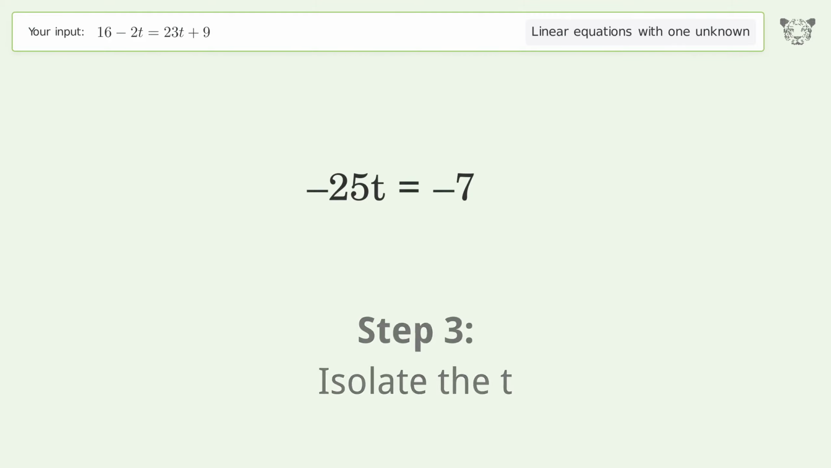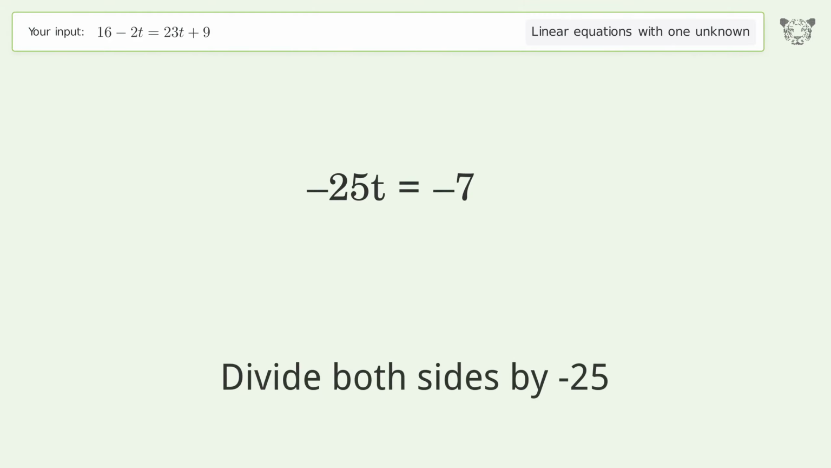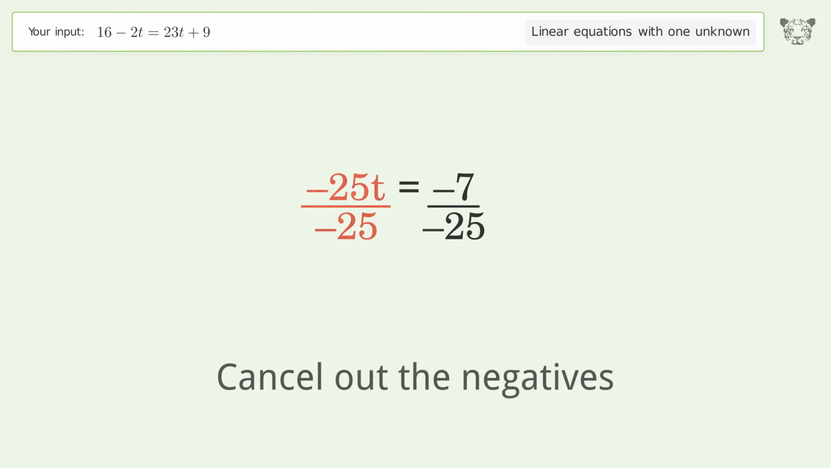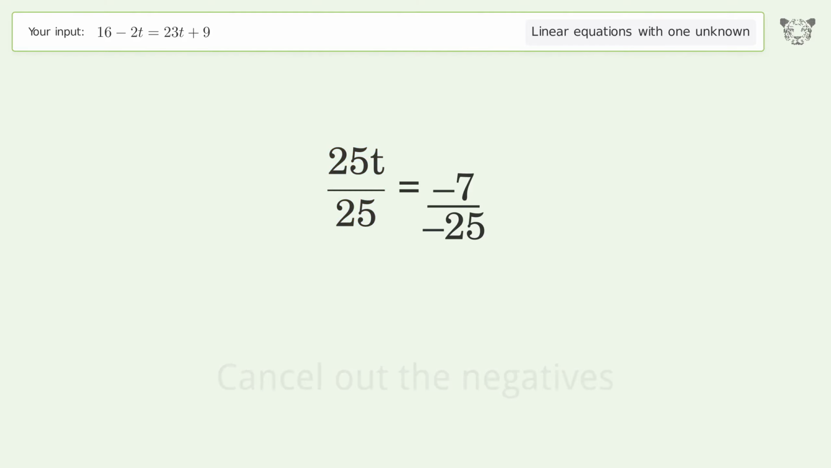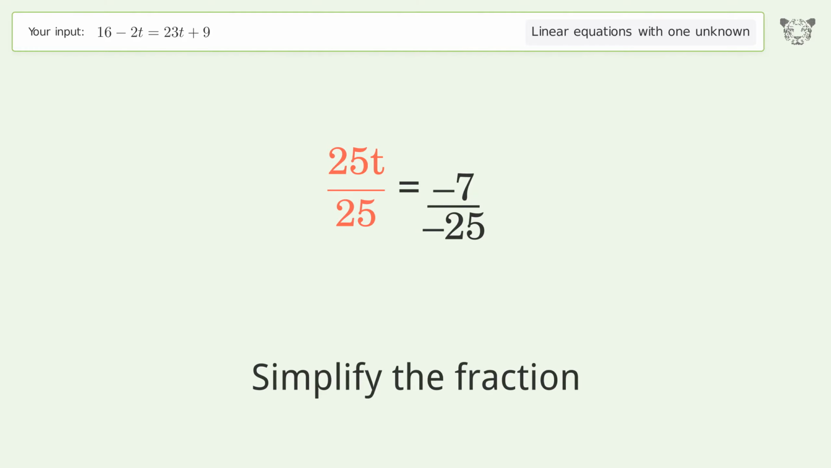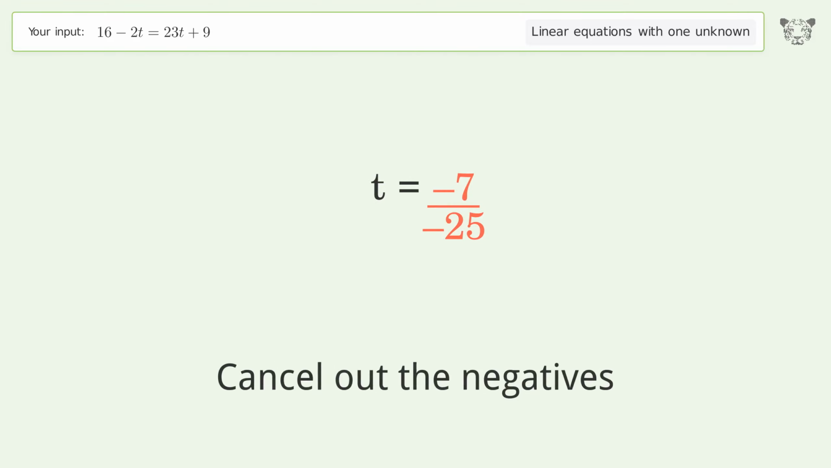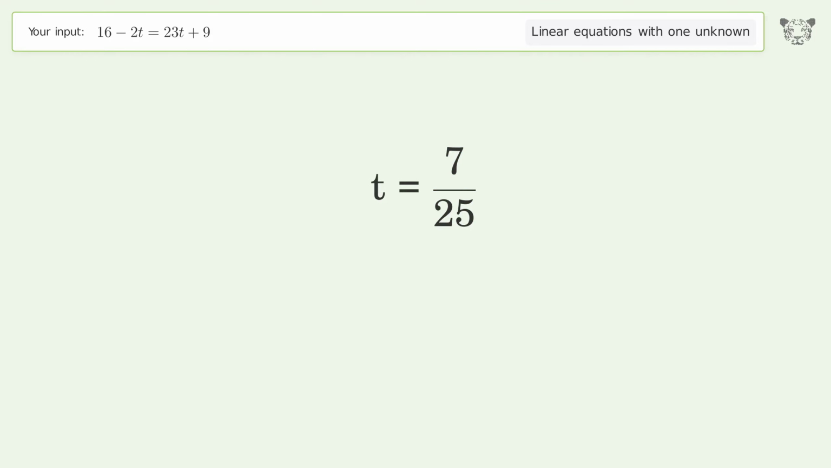Isolate the t. Divide both sides by -25. Cancel out the negatives. Simplify the fraction. Cancel out the negatives. And so the final result is t equals 7/25.